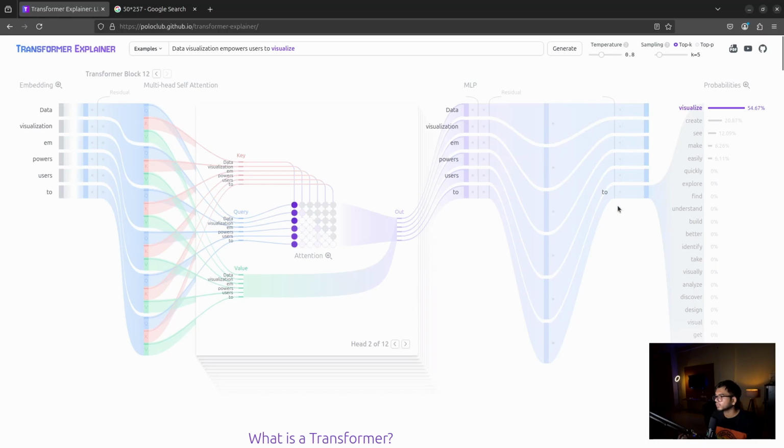So this is pretty much it. This is how the transformer model works. I hope you have understood what is going on inside the model.